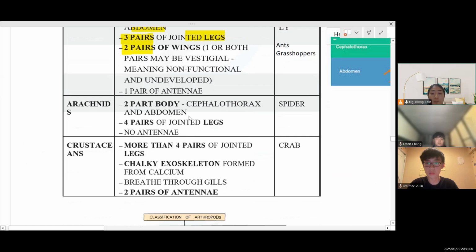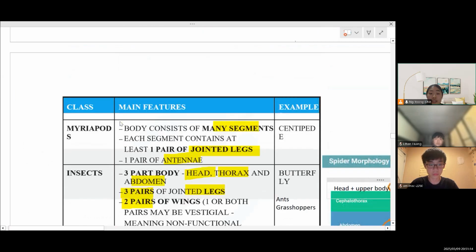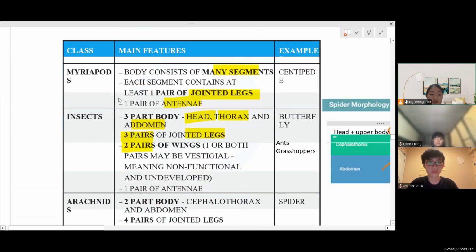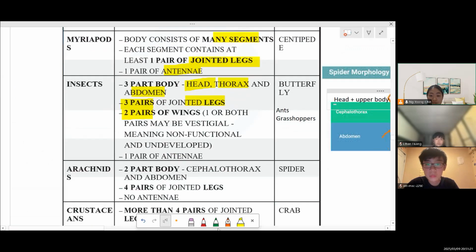Okay, and the abdomen, which is the lower part. So in arachnids, which are spiders, usually they have 4 pairs of jointed legs. So in total, they have 8 legs. And then there is no antenna found in the arachnid. But in the myriapod and insect, they do have the antenna. In spiders, they don't have.